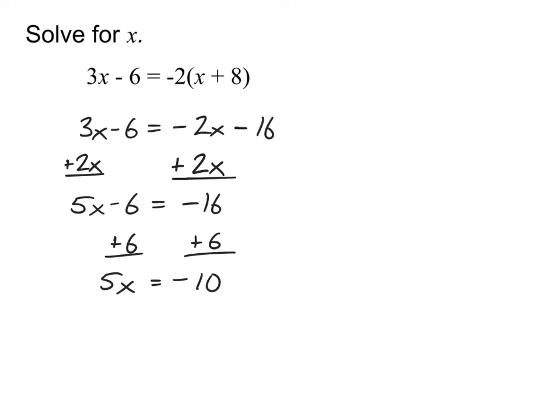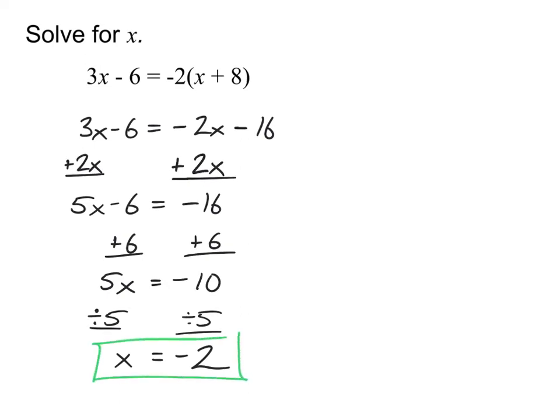And then finally, to get the x by itself, I'm going to divide both sides by 5, which leaves me with x equals negative 2. And since I now have the x by itself on that left side, no other numbers over there with it, I got my final answer.